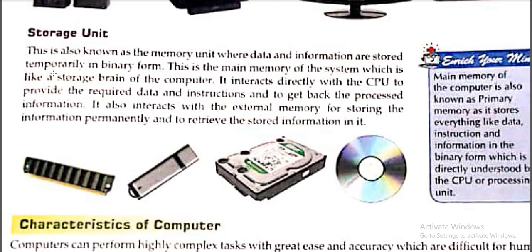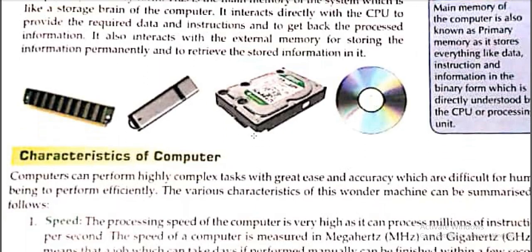This is like the storage brain of the computer. It interacts directly with the CPU to provide the required data and instruction, and to get back the processed information. You can see here the things I explained earlier were written here. That means it stores the required data in binary form, and it also stores the result data, that means the information, in binary form. This thing is written over here. So external memory is for storing the information permanently and to retrieve the stored information. Next one is characteristics of the computer.